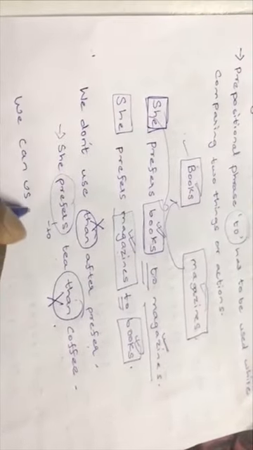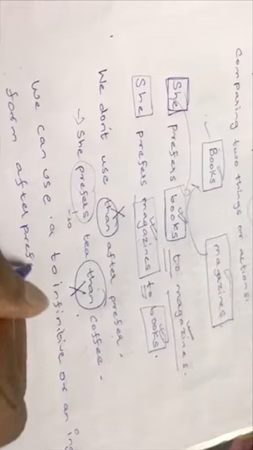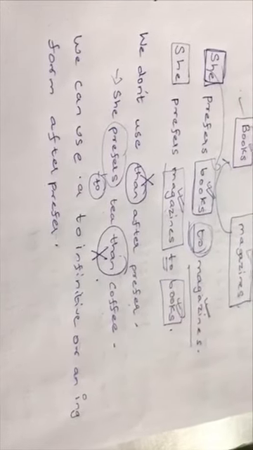Even we can use a to infinitive or an ing form after prefer. Now first let's write down this formula. We can use a to infinitive or an ing form after prefer. Correct?